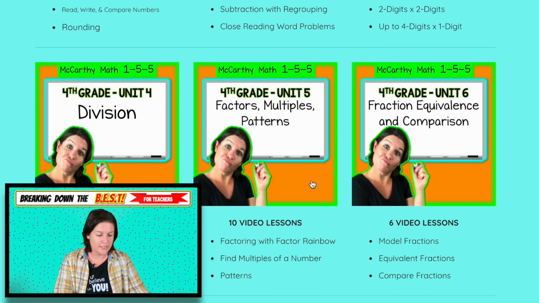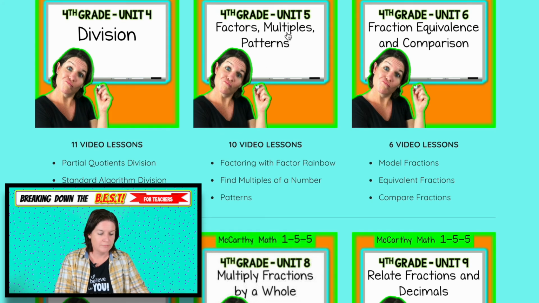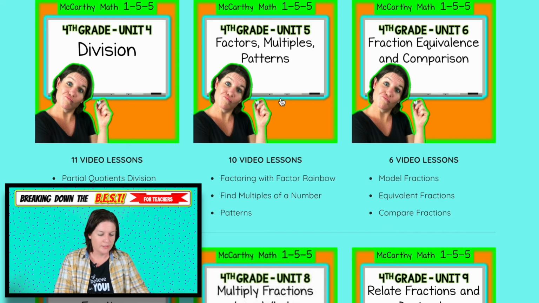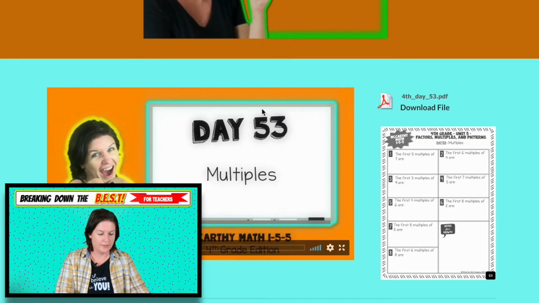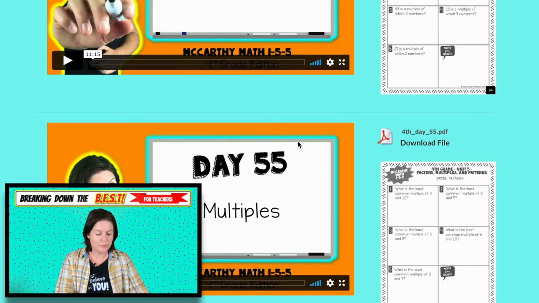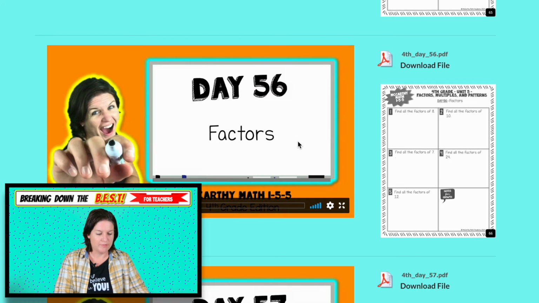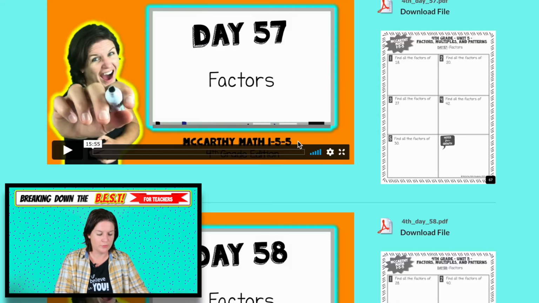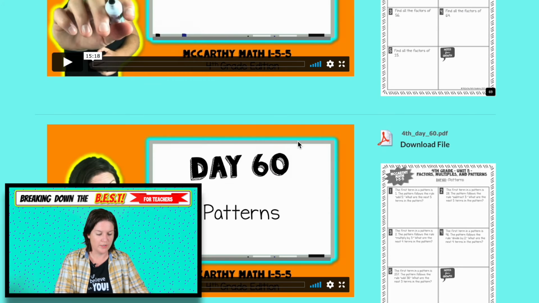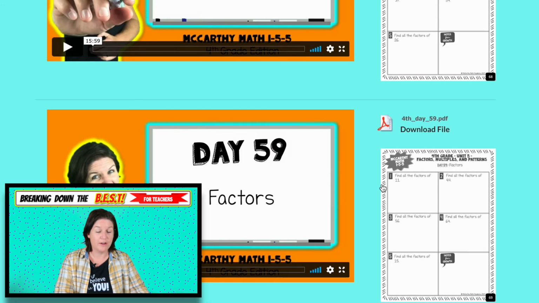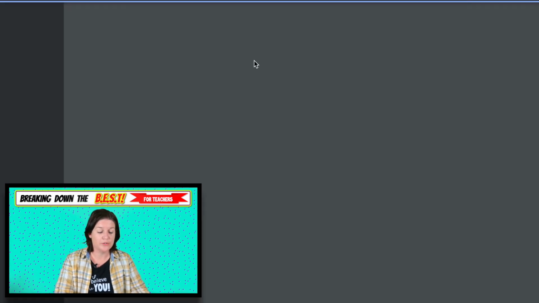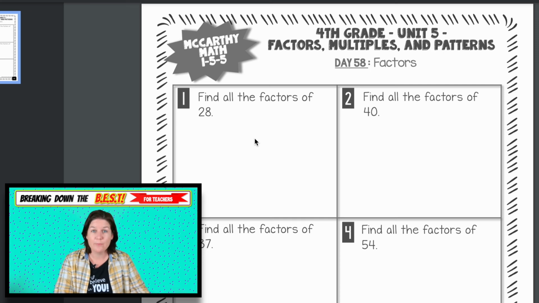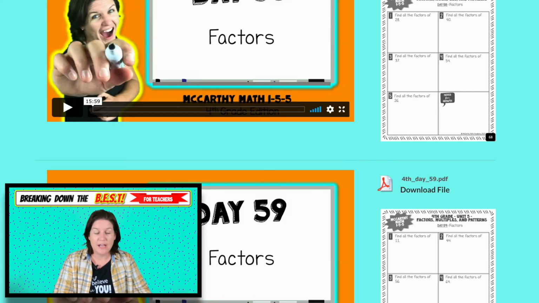So we are scrolling down, and right here, factors, multiples, and patterns. I think prime and composite are also in there. Let's look. Okay, so we have multiples, which really aren't a part of this, but we've got 1, 2, 3, 4 video lessons on factoring, finding all the factors. And in these videos, we are also determining whether the numbers are prime or composite. So 4 extra lessons just of drilling out factors, okay?